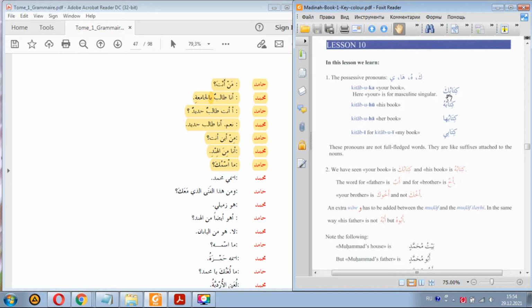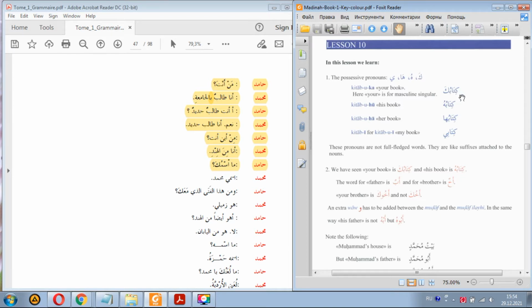If you want to say your car, you say sayaratuka. Sayaratun means car. Your car, sayaratuka. You see, this word doesn't have tanween. Kitabun has tanween, but once we add this possessive pronoun, tanween just goes away. Kitabuka.